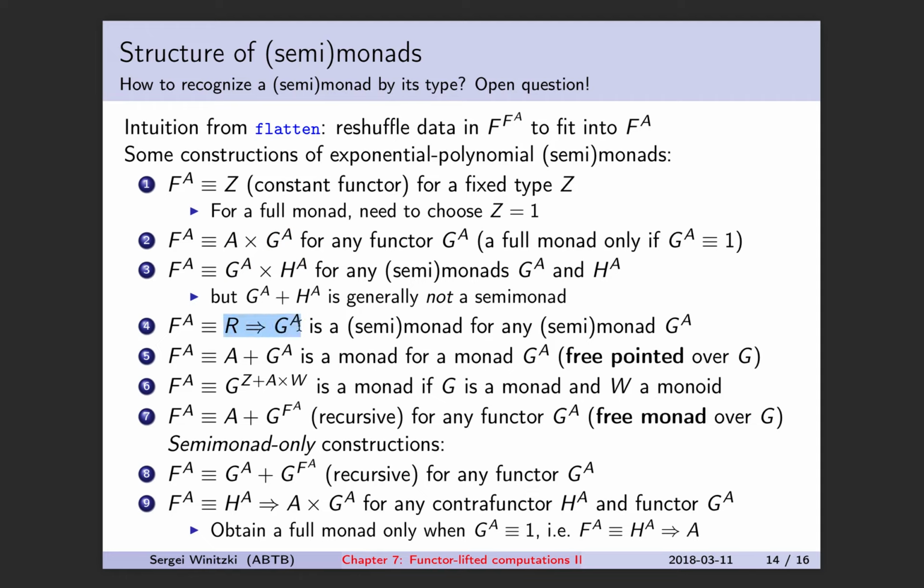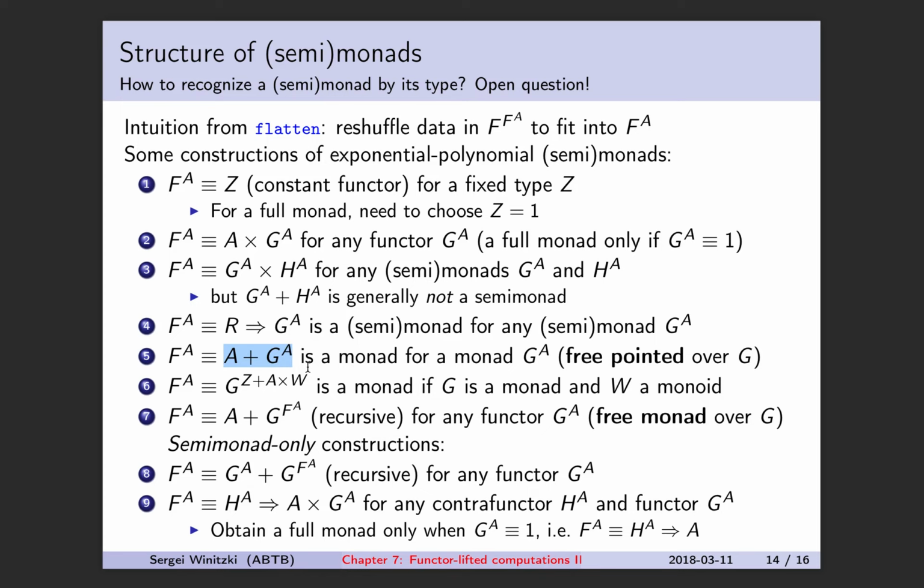And here you can have a function from a fixed type to an arbitrary monad. Here, note, the fixed type is a contrafunctor. So this construction contains a fixed type as an option. HA could be just some fixed type R. But the right-hand side must be of this form. It must be A if you want a full monad. So in this construction, it's a constant on the left, but this can be an arbitrary monad.